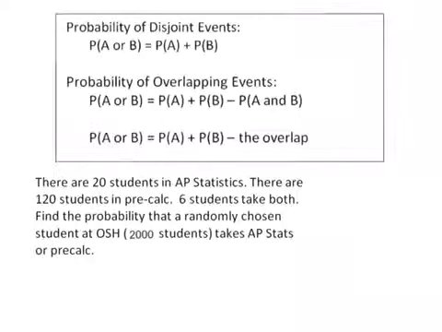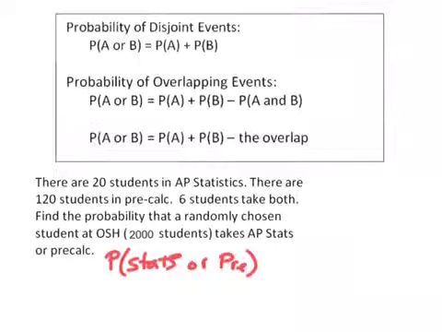So we'll try this example here. There are 20 students in AP Statistics. There are 120 students in Pre-Calc. 6 students take both. Find the probability that a randomly chosen student at Osseo Senior High, which we have now 2,000 students, takes AP Stats or Pre-Calc. Okay, so what we have to find here is the probability of stats or Pre-Calc. I'll just abbreviate that.